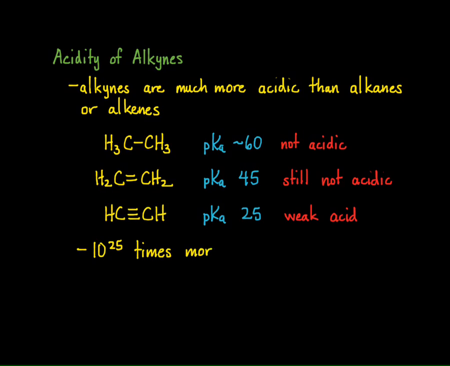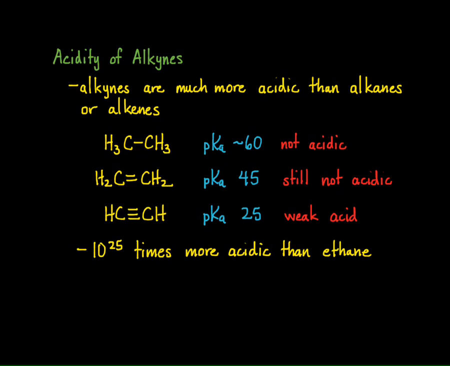So there's a difference of 25 to 35 powers of ten between acetylene and ethane. Acetylene is between 10 to the 25th and 10 to the 35th times more acidic than ethane. Why is there a discrepancy? Because we have a hard time measuring the pKa of ethane itself. But suffice to say, it is very, very much more acidic than ethane.